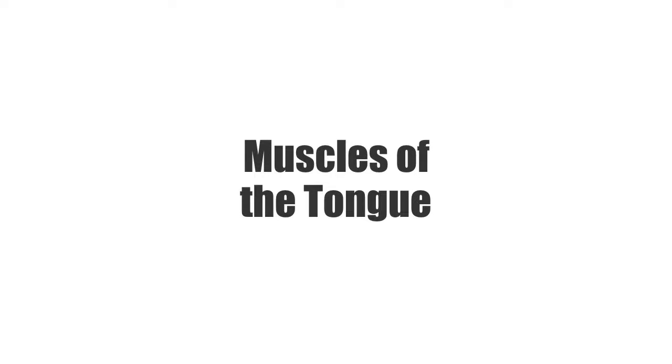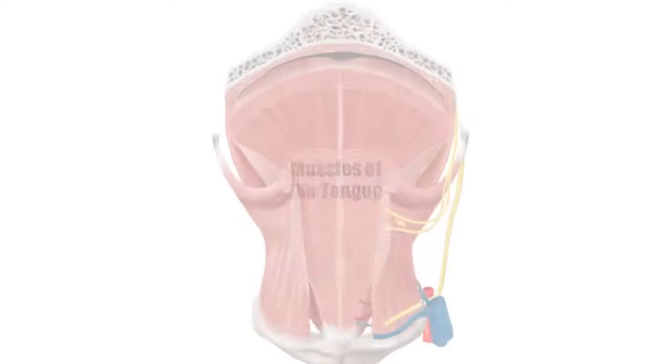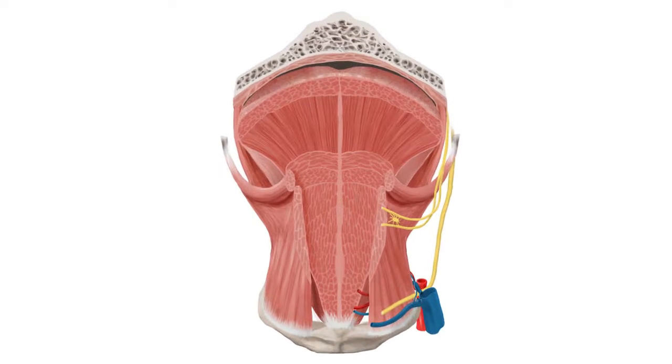Tutorial on the muscles of the tongue. In today's tutorial, we'll have a look at the anatomy of these muscles, including their actions, their vascular supply, and their innervation. So here we can see an anterior coronal view of the tongue. To give some context, we can see the hard palate here and the hyoid bone here.